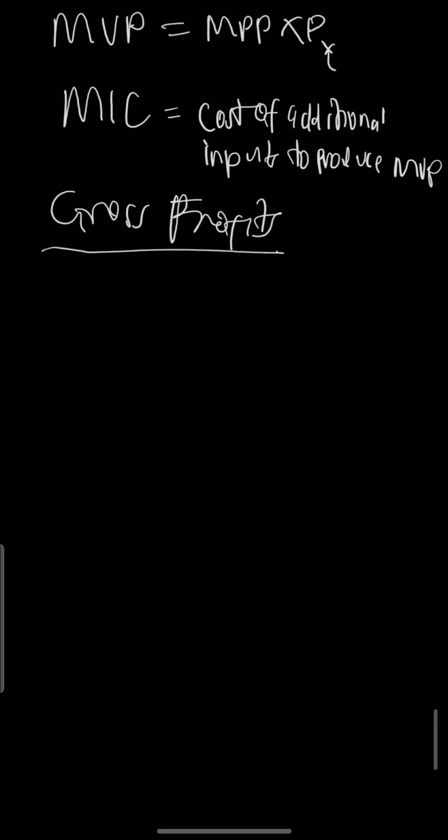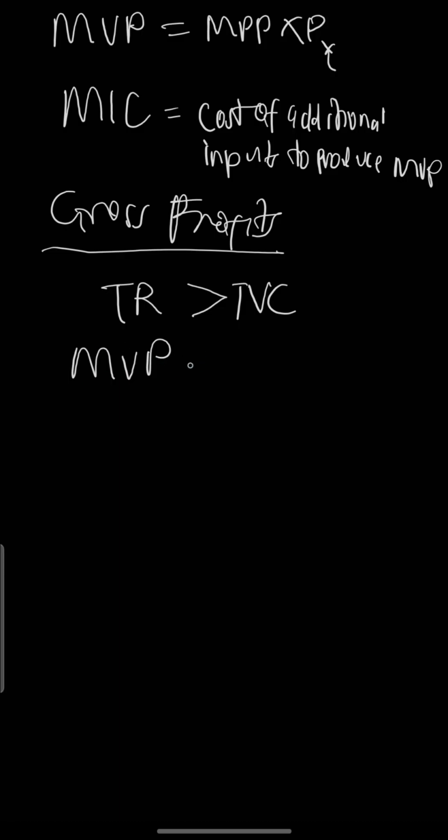So we know that for a business to be profitable, its total revenue must be greater than the total variable costs. As simple as that. Now you're going to realize that the marginal value product is the additional revenue. So for a business to be profitable, its additional revenue must be greater than its additional costs, which is the marginal input costs.